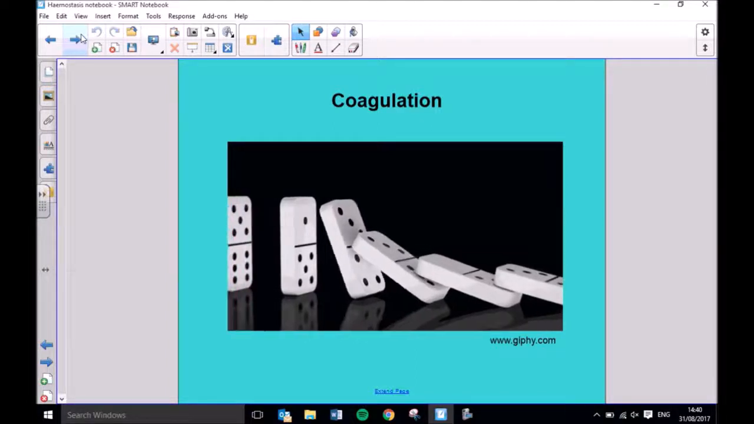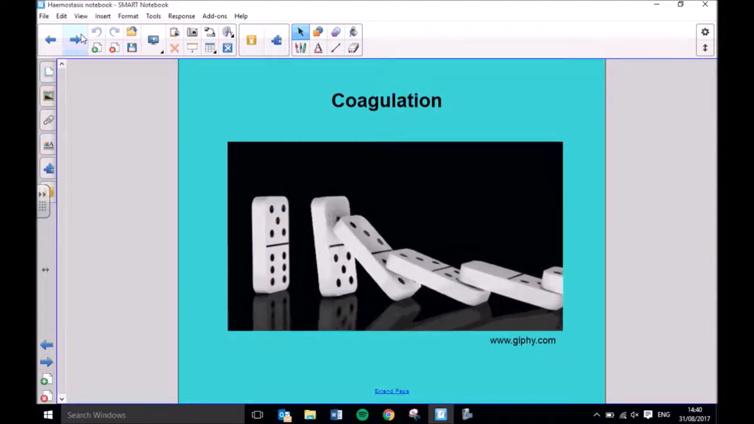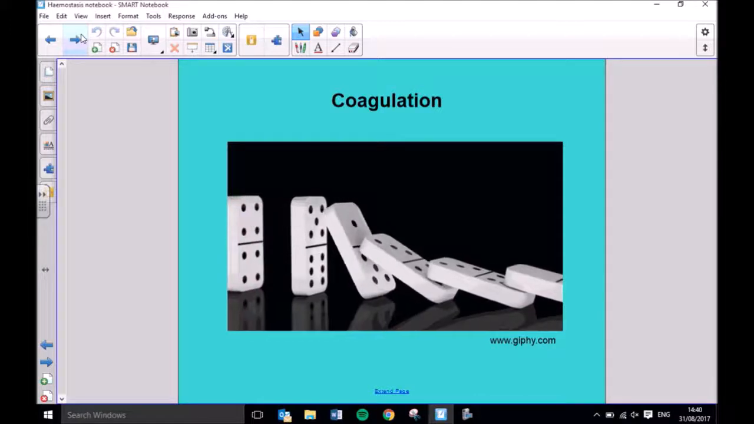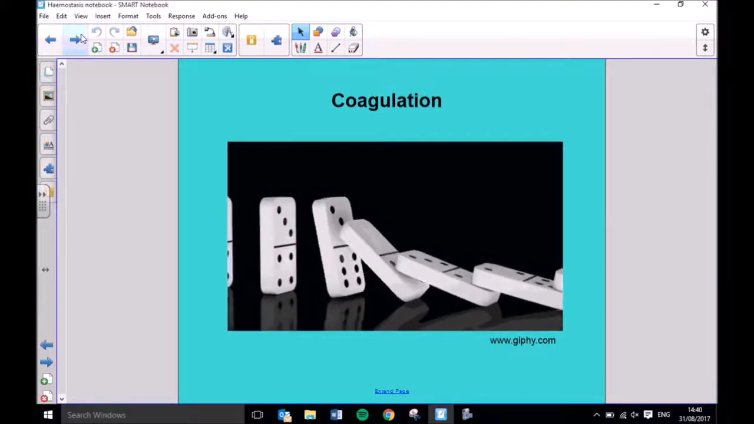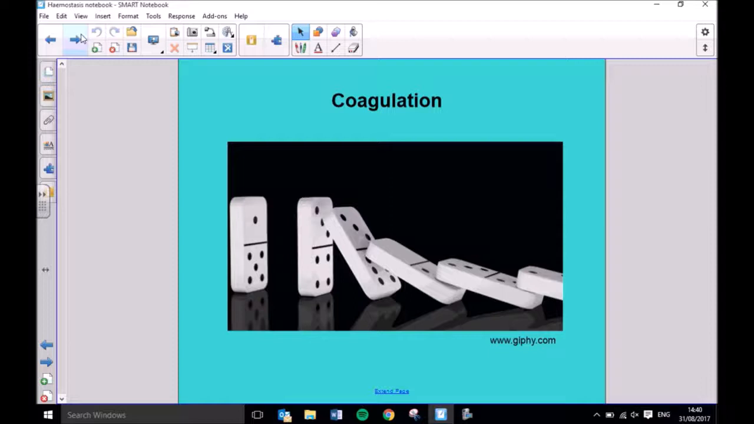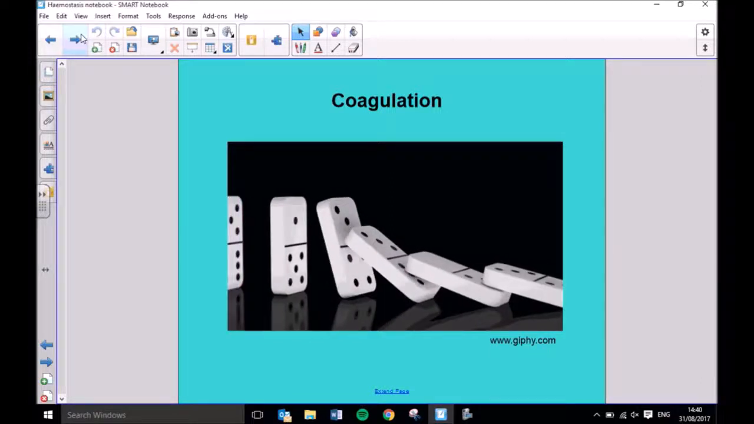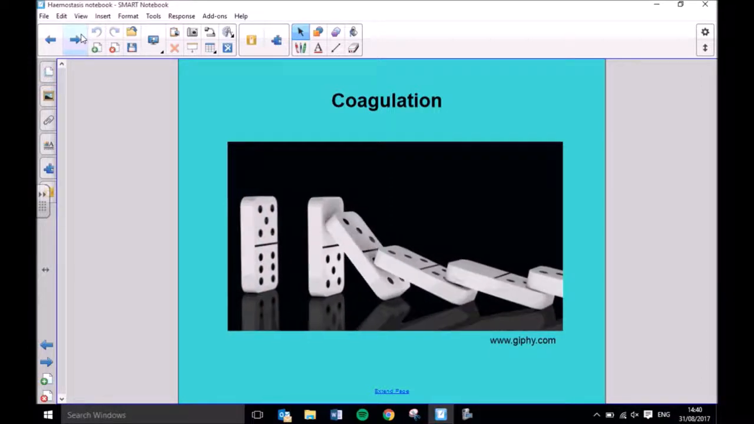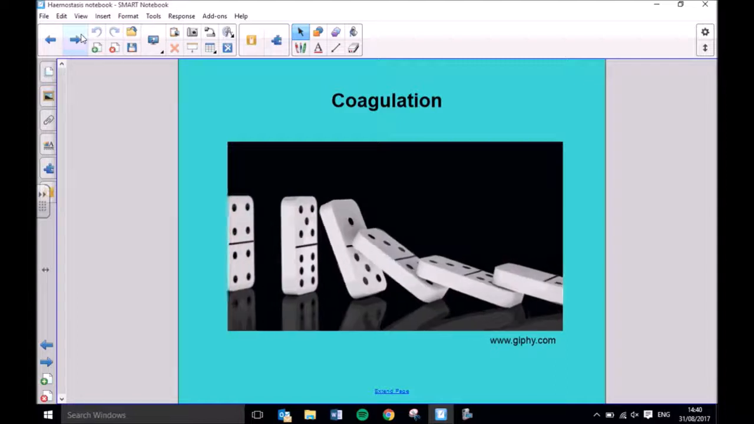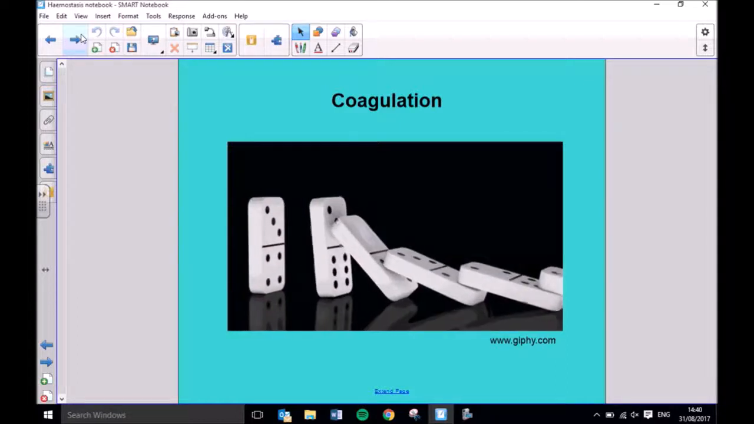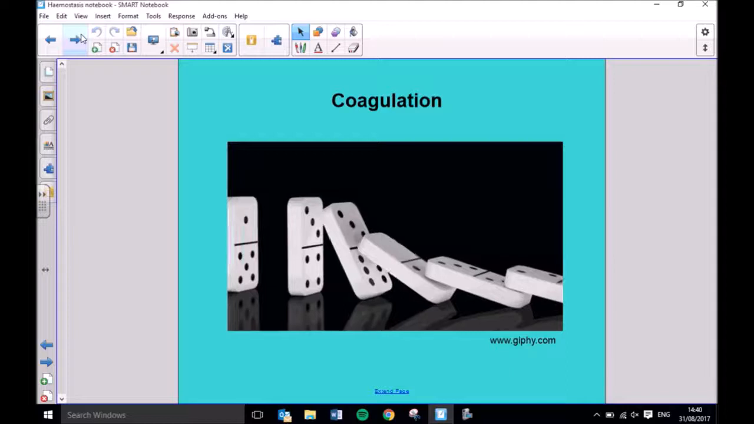The vasoconstriction, like I said, is pretty straightforward and mechanical. The platelet plug formation is just giving you a nice temporary seal to allow this more complex process to take place, because this takes time. So the reason why we're looking at an image here of a domino rally is because we refer to the coagulation process as the coagulation cascade.